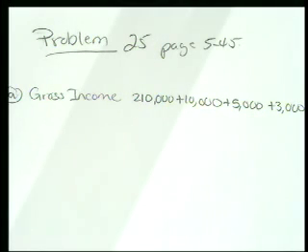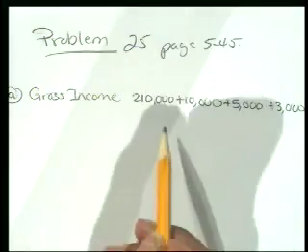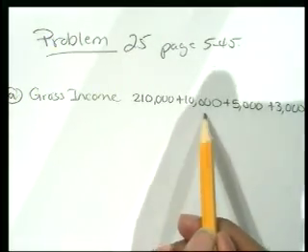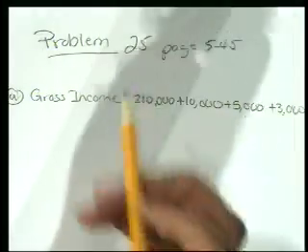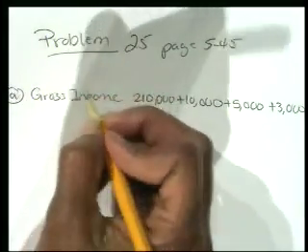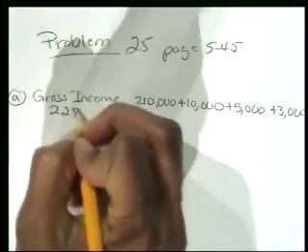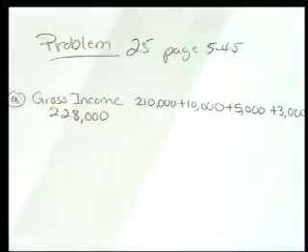Okay, Jim and Martha's deductions for adjusted gross income amount to $3,200, and they have itemized deductions as such. So if I add the $210 plus the $10,000 plus the $5,000 plus the $3,000, that's going to give me gross income of $228,000.